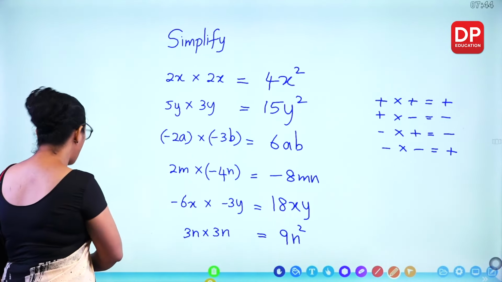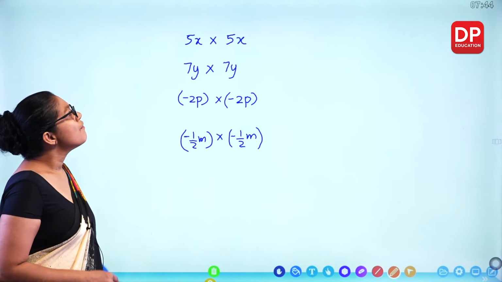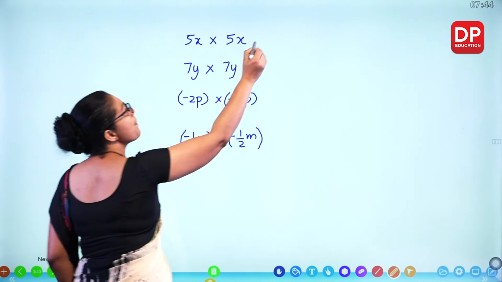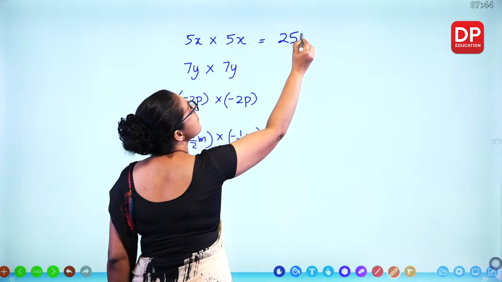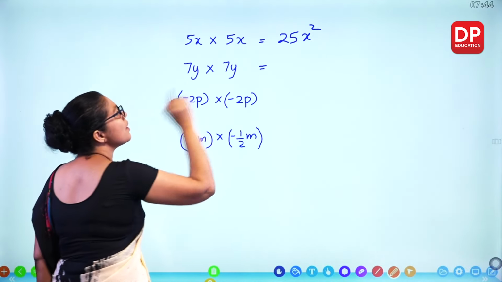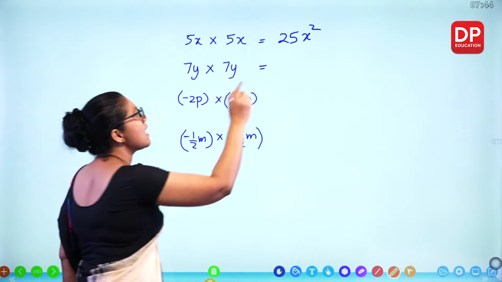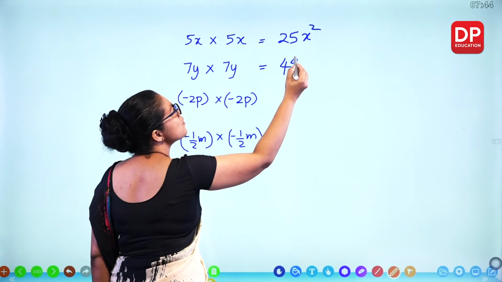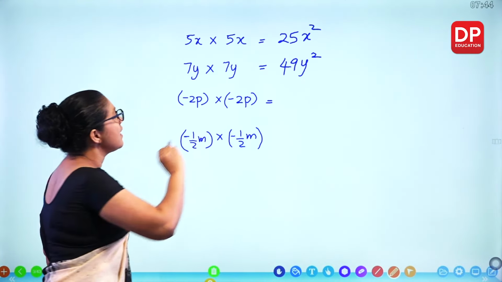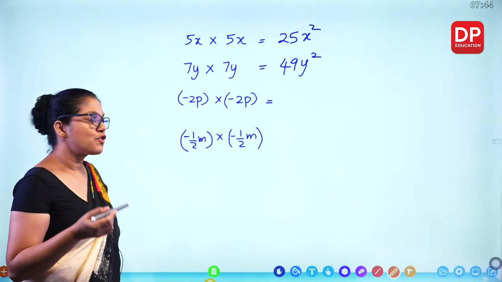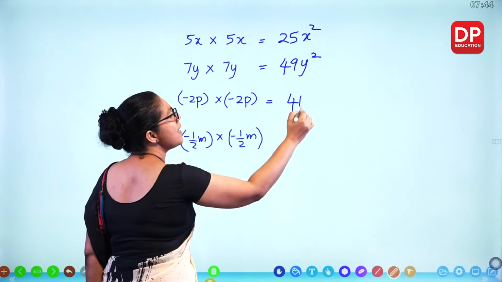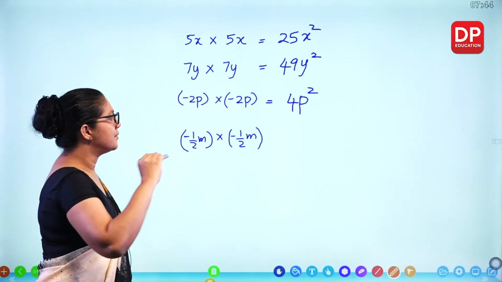Now we'll take more examples. 5x into 5x. 5 times 5, 25. X into x, x squared. Now try this one. 7 times 7, 49. Y times y, y squared. Again, negative into negative. Negative 2 times negative 2, you get plus 4. P times p, p squared.